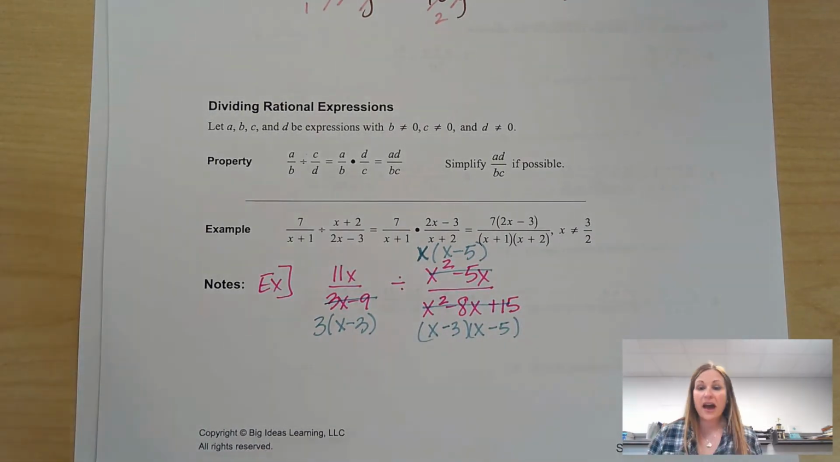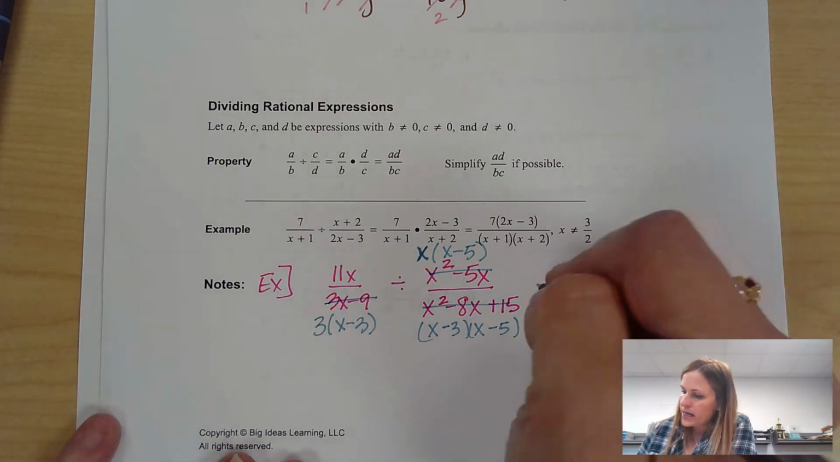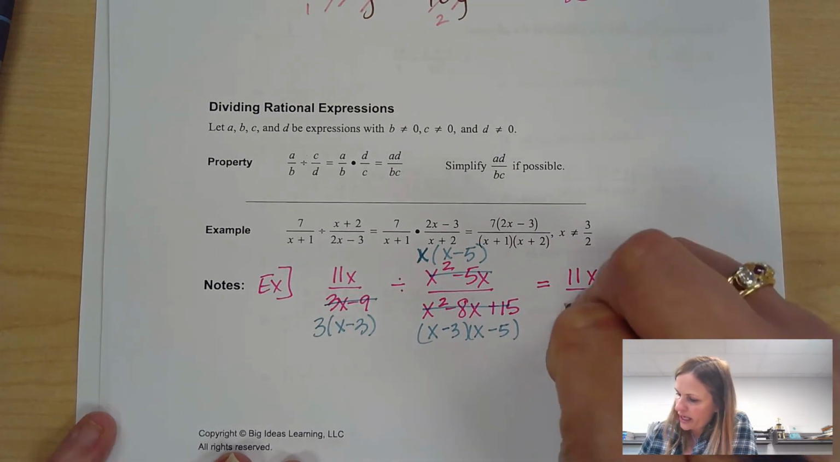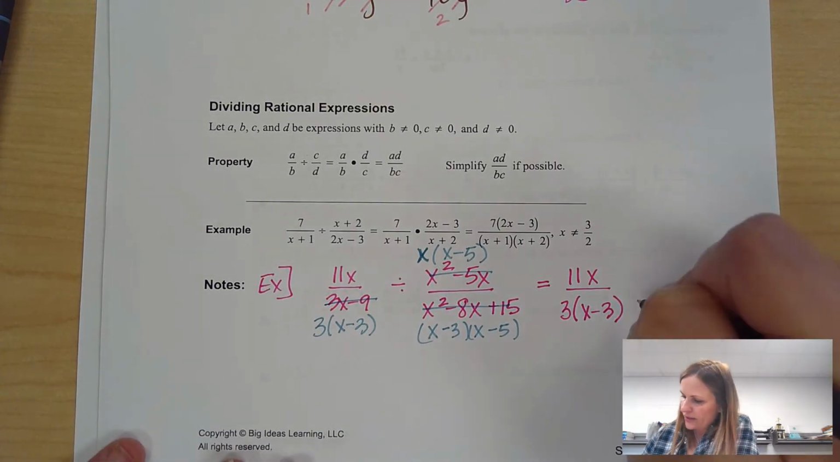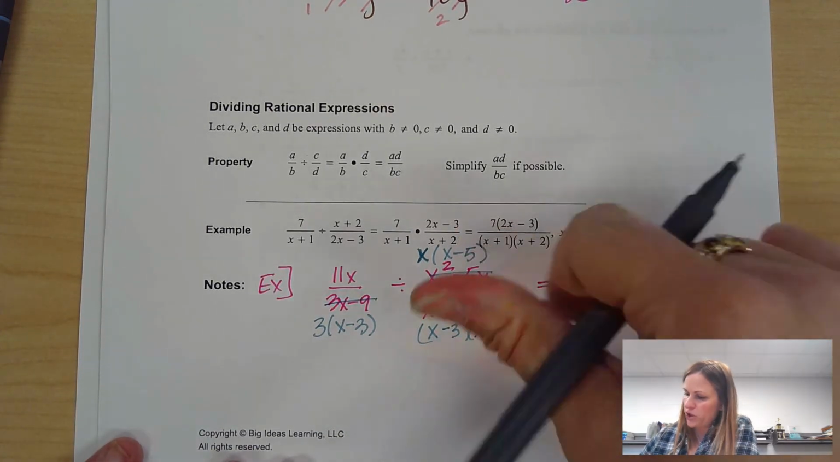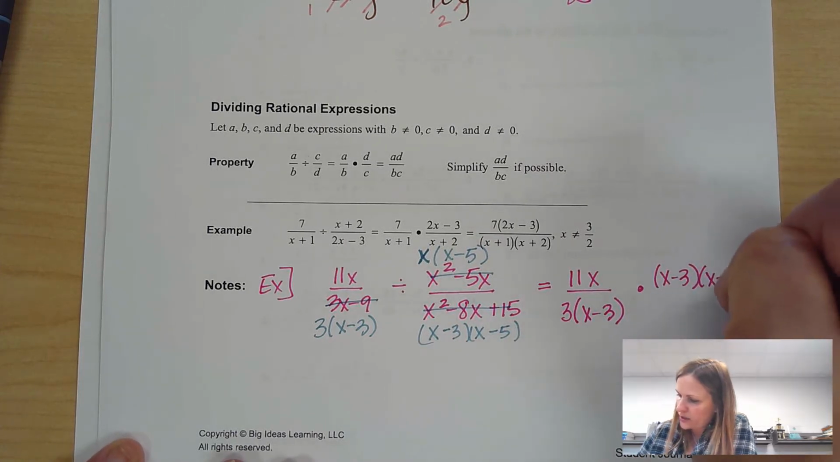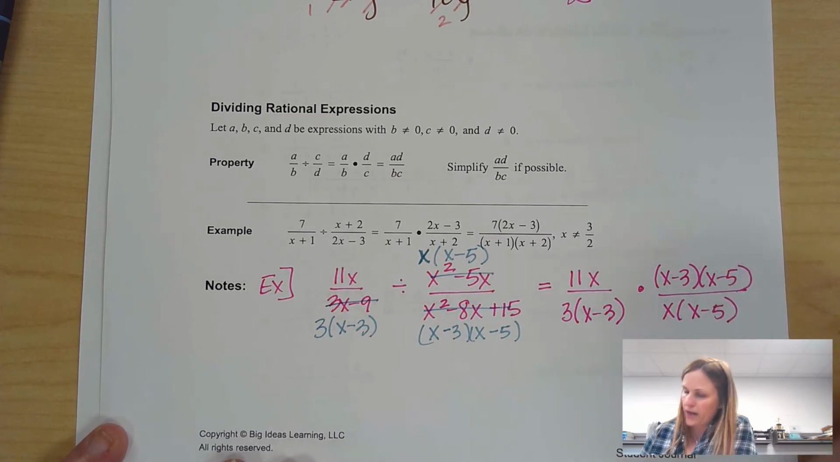So what I do is I factor everything first. Again, that doesn't have to be this exact order, but this is the way I kind of do it. All right, now let's change it to multiplication. So we're going to flip the guy and multiply. We keep the first fraction, and notice that I'm writing it in factored form. Change this to multiplication. I'm just going to flip this fraction. So I have x minus 3, x minus 5 on top, and I have x and then x minus 5 on the bottom.